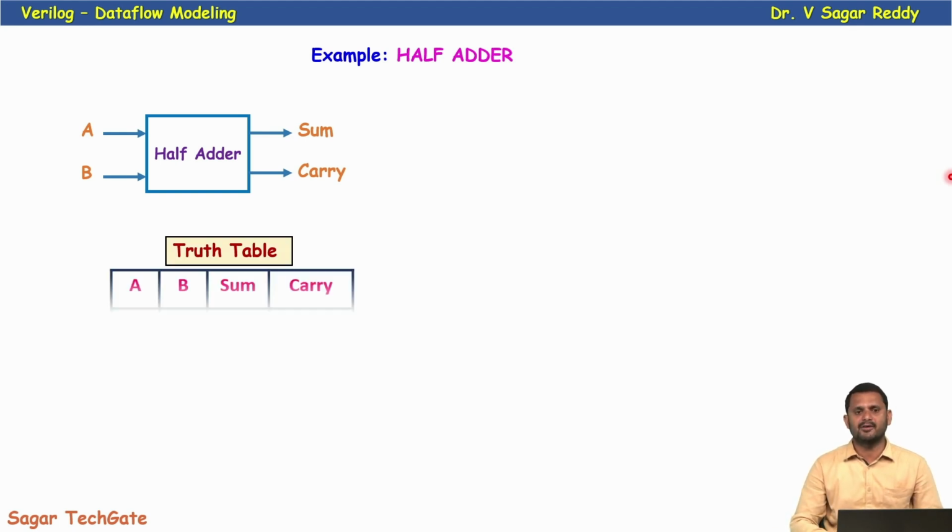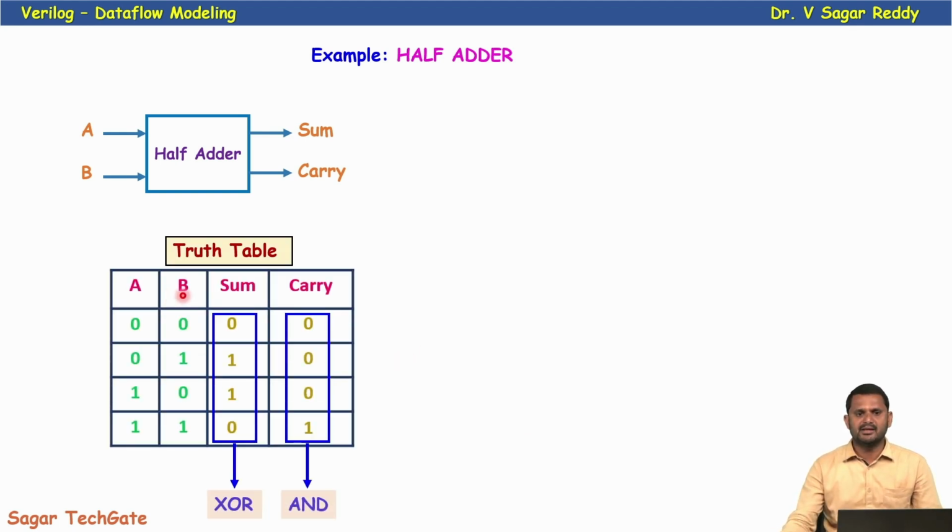So here is a simple half adder. What is the truth table for the half adder? Having A and B, sum and carry. So 0, 0 gives sum 0, carry 0, like that you will get. This is a simple truth table of the half adder. If any one input is 1, then the sum output is 1. Here both are 1, then sum is 0 and carry is 1. Clear? This is the simple truth table of a half adder.